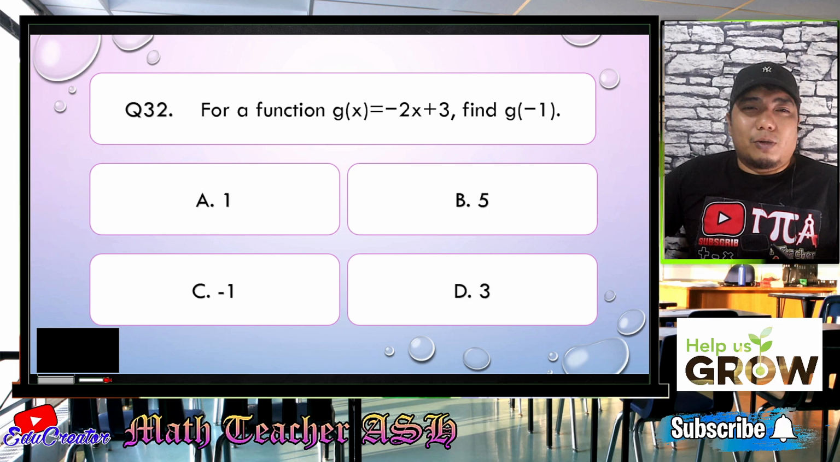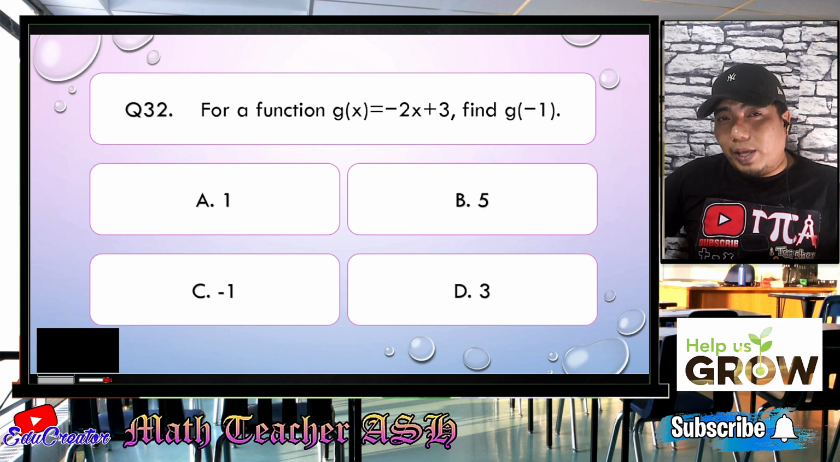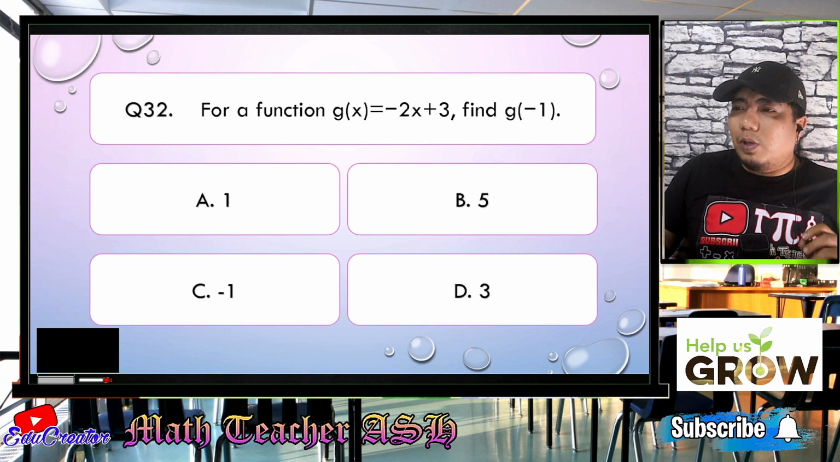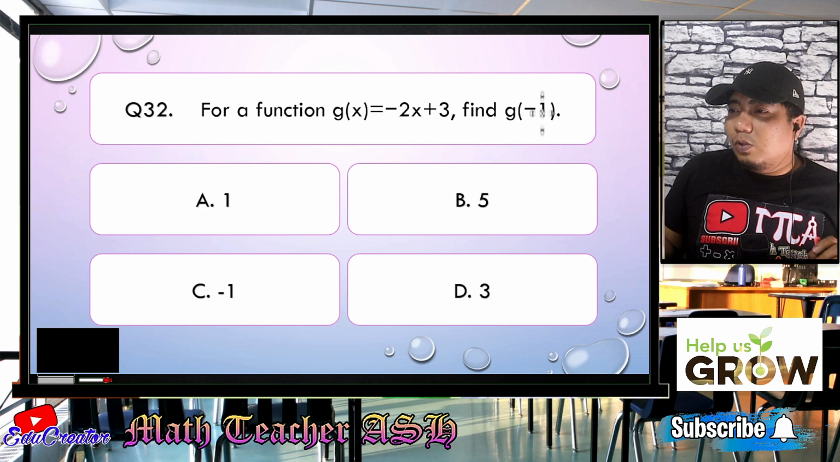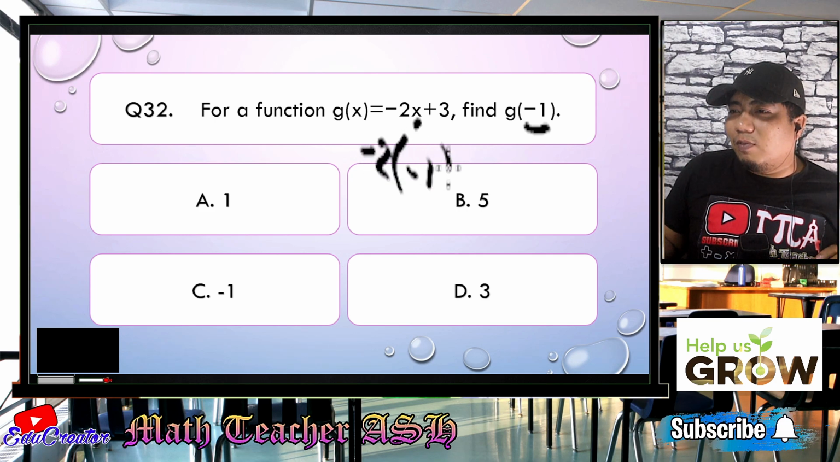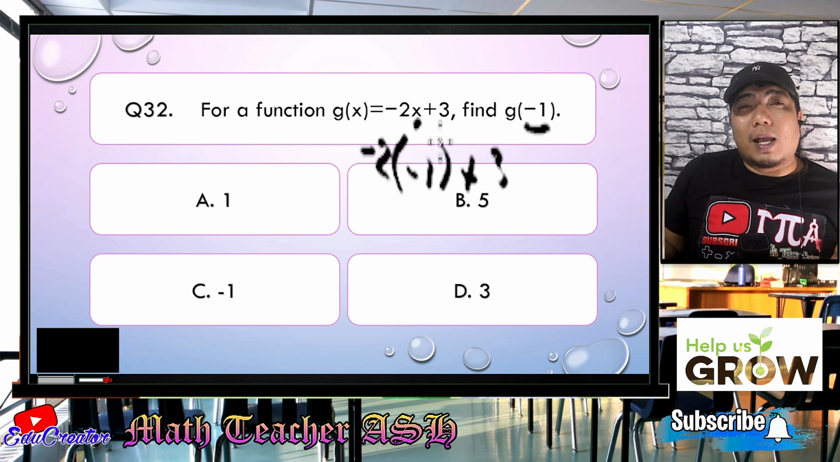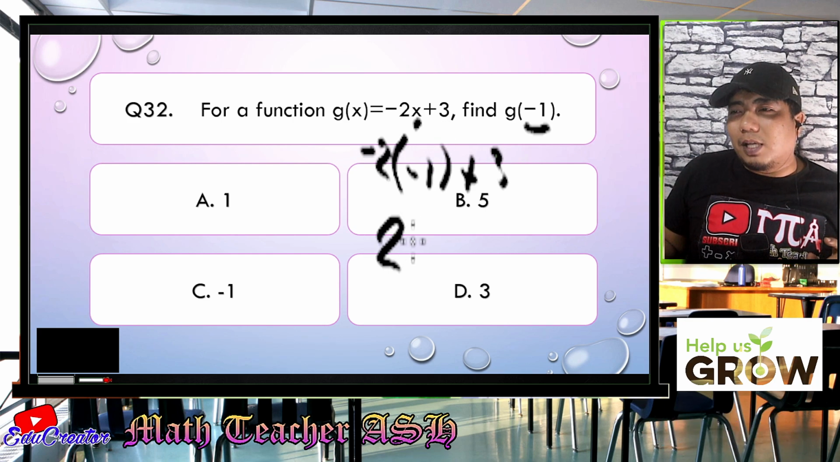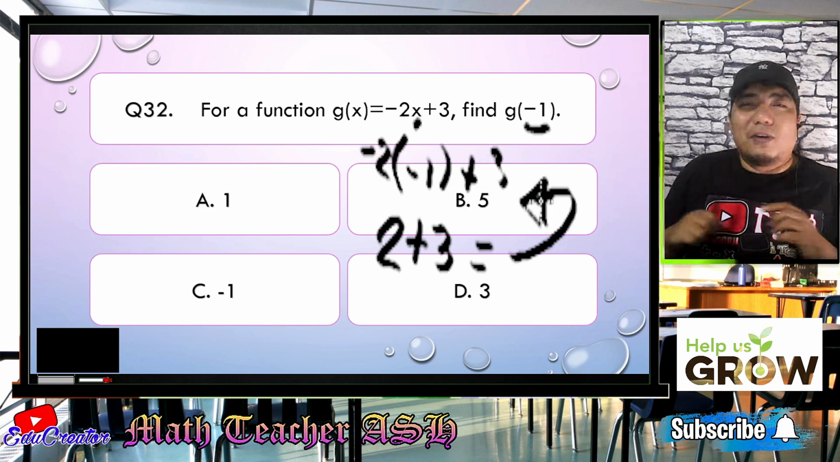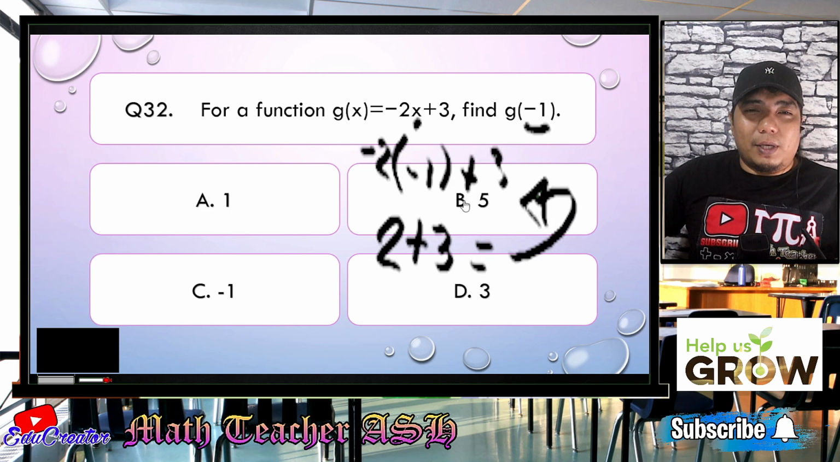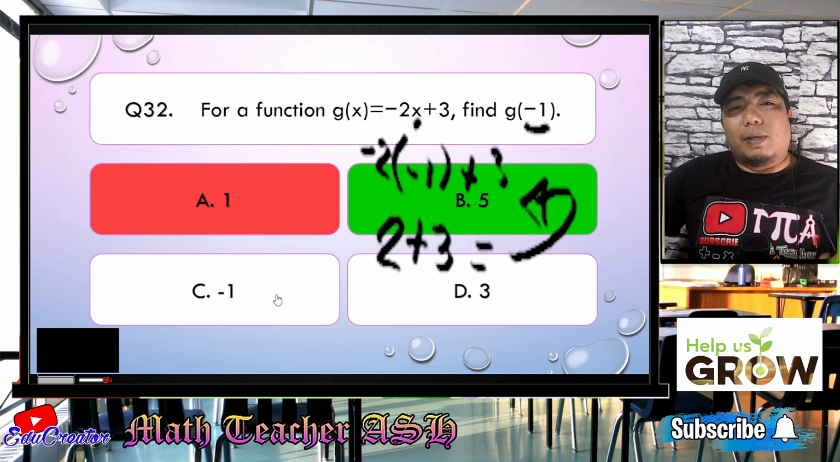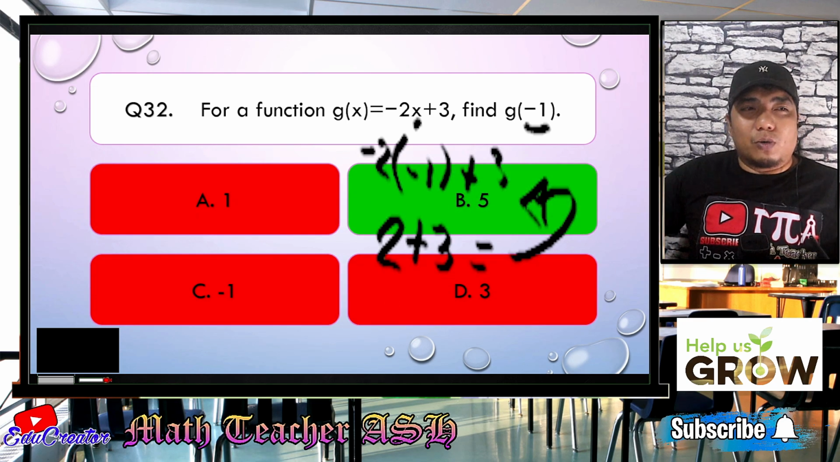Alright, math learners. Basically, this is just the same as evaluating a function. So what we can do here is to substitute negative 1 for the value of x. That will give us -2 times -1 plus 3. Now, negative 2 and negative 1, when you multiply them, become positive. So this will become positive 2 plus 3, which is equal to positive 5. So the correct answer is letter B. Let's check. All right, we are correct, my dear math learners. Easy, right? Now, let us go to question number 33.